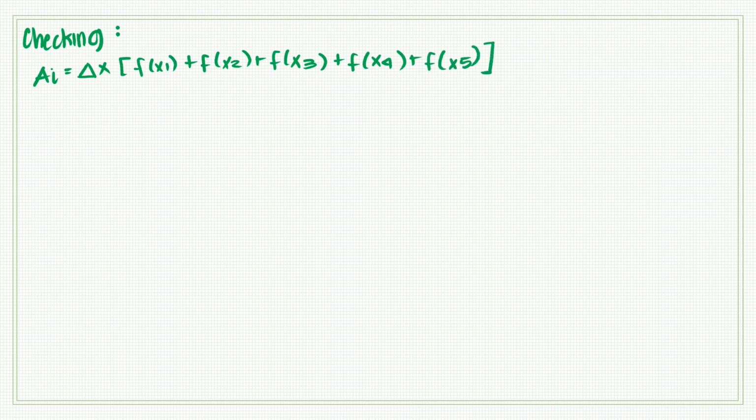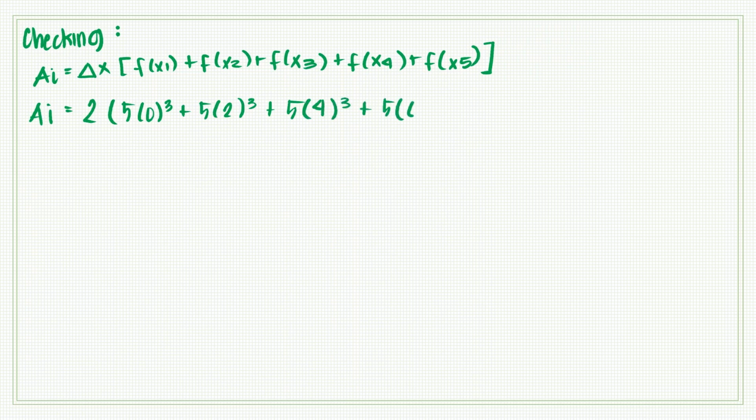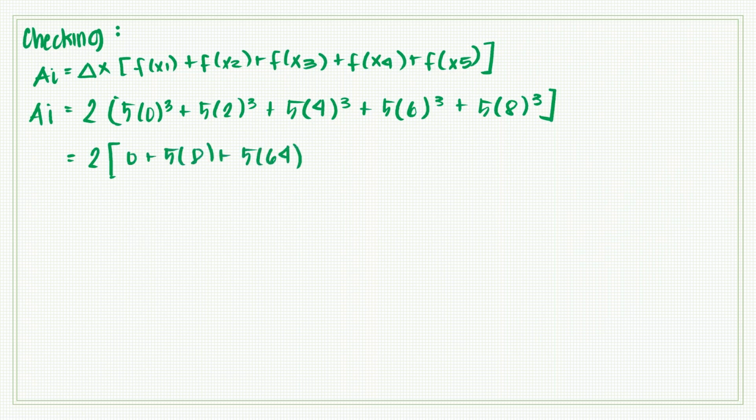So delta x is equal to 2, and we are going to substitute the x values with 5 times 0 raised to 3 plus 5 times 2 raised to 3 plus 5 times 4 raised to 3 plus 5 times 6 raised to 3 plus 5 times 8 raised to 3. So now we are going to apply the operations, and 5 times 0 raised to 3 is equal to 0. 2 raised to 3 is equal to 8 times 5 is equal to 40.